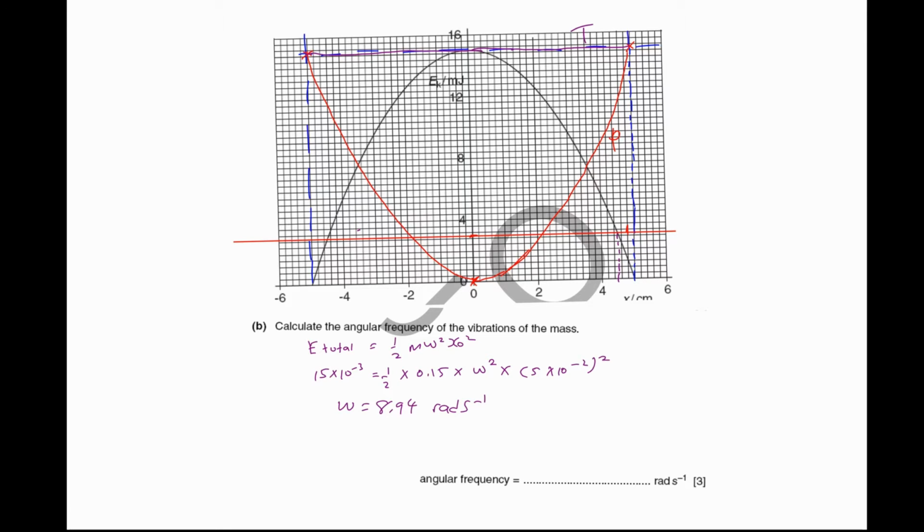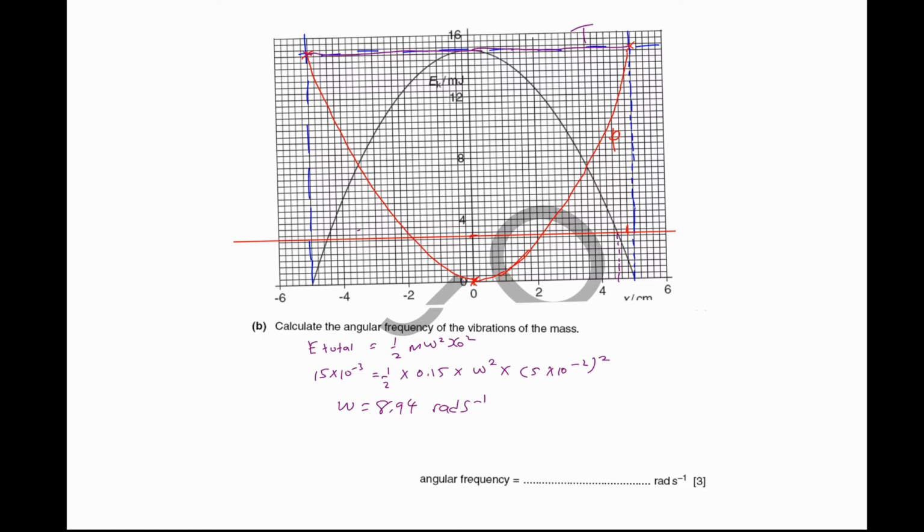Because the total energy is half m omega squared x naught squared. Remember I told you to memorize this? But you can always derive this. Now you can get the total energy from this graph, which is the maximum KE by the way. Now read the graph, your maximum KE will be 15 millijoules. You don't believe, you go back and try yourself.